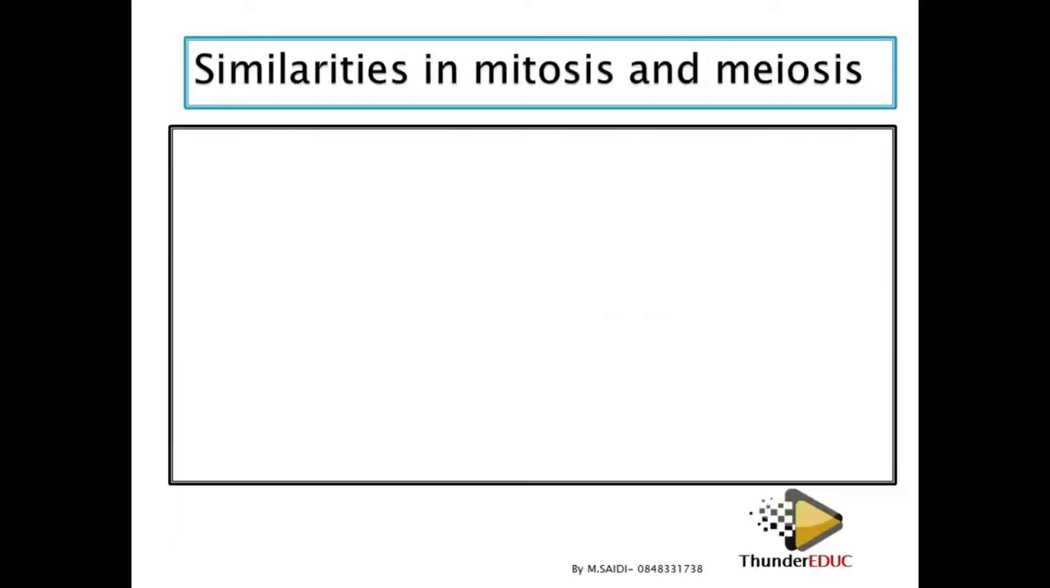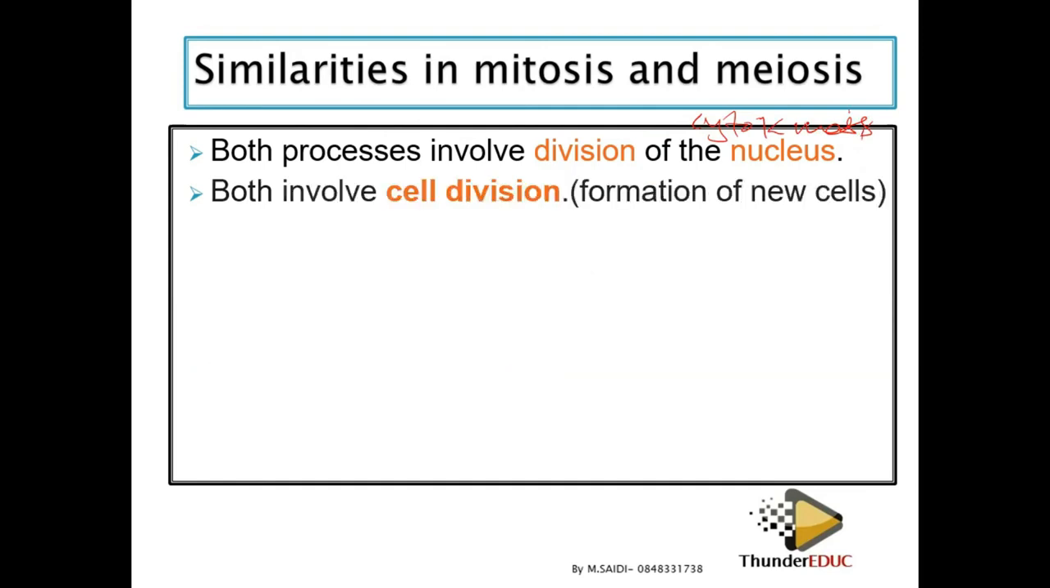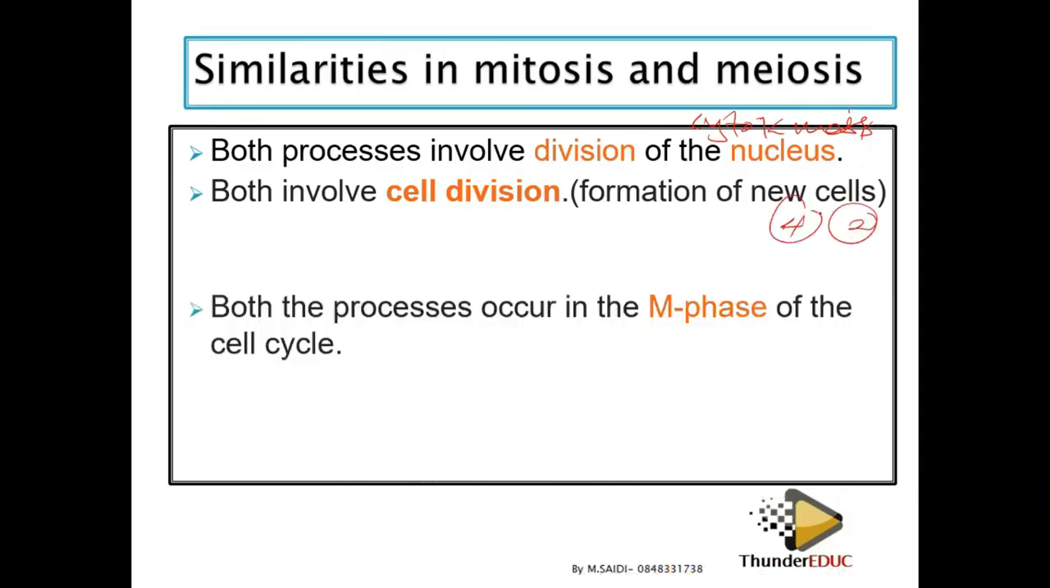What about the similarities? Do we have some similarities between meiosis and mitosis? Yes, obviously, there are some similarities. What are some of the similarities? Both processes involve division. In meiosis 1, you have what is called cytokinesis. Even in mitosis, you have cytokinesis, division of the nucleus. So in both, you have cell division. It means that new cells are formed. However, in meiosis, you form 4 cells, and in mitosis, you form 2 cells, which are identical.